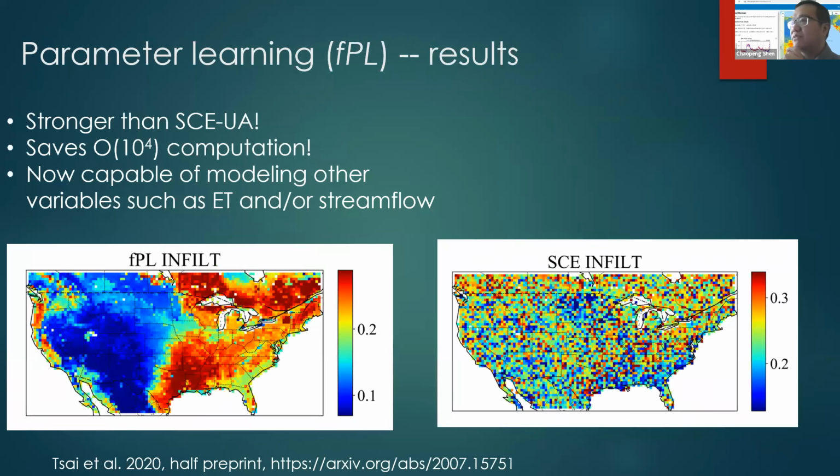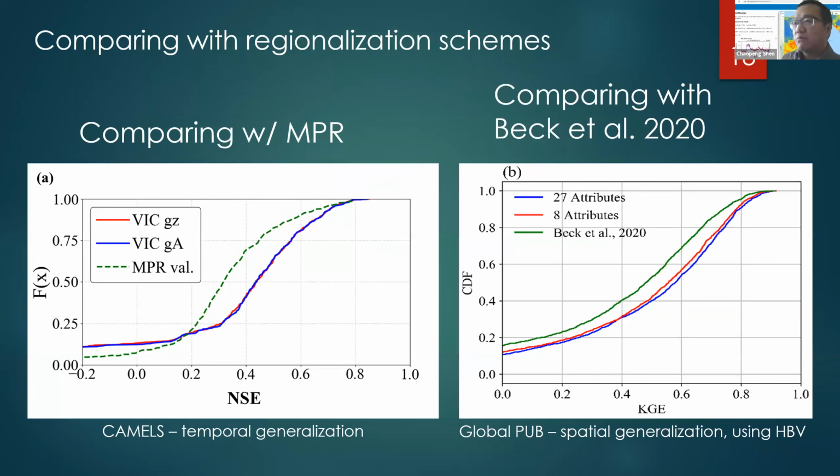Actually, I might have deleted one slide, but we'll see it later. So that gives you a range of benefit. We compared this DPL scheme with traditional regionalization schemes. Regionalization is trying to do the same thing, but it's using human-based transfer functions.